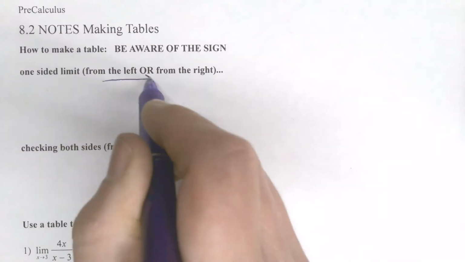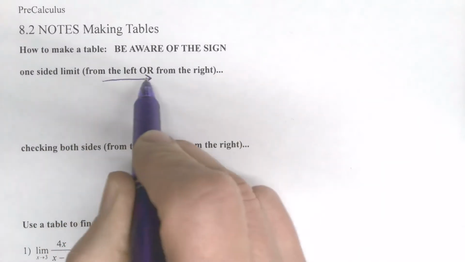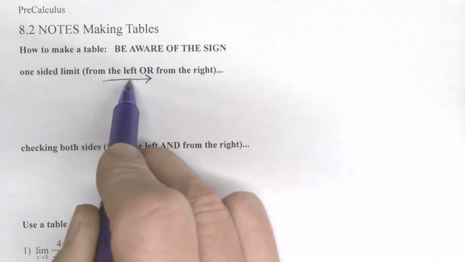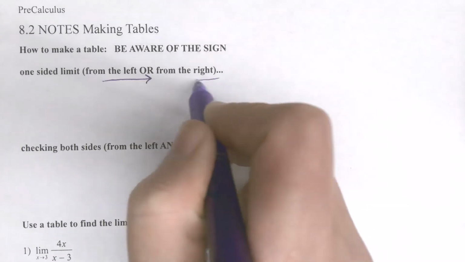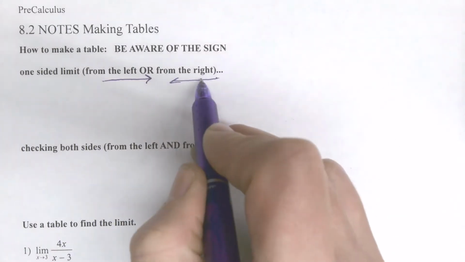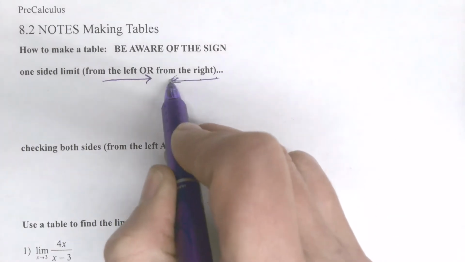like coming from the left, I want to pick numbers that are getting closer and closer, so they're a little bit smaller, a little bit smaller, a little less small, a little less small, until they get to the value. If I'm coming from the right, it's a little bit bigger, a little less bigger, a little less bigger, until I get to the value.